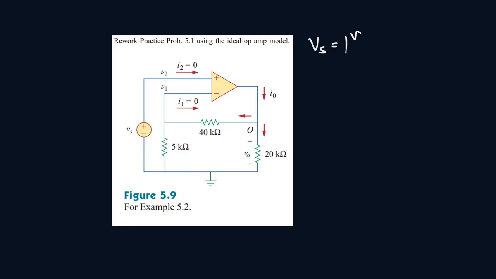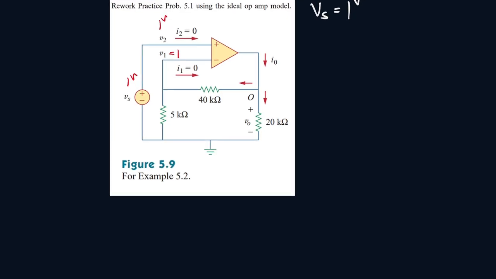So we know what Vs is. Vs will be 1 volt. And we see V2 lies on the same wire as Vs, so that means V2 will be 1 volt. And we know that the voltage here and the voltage here must be equal to each other in an ideal op amp. So that means V1 must be 1 volt. Okay? Now, we have to find VO and IO.